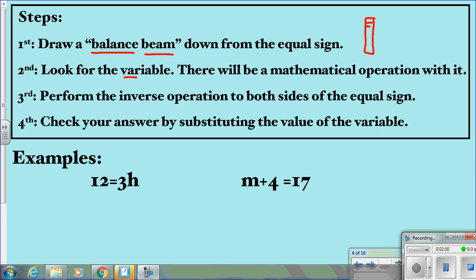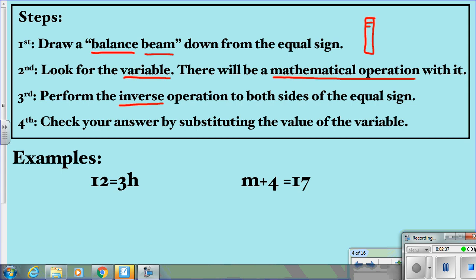Second, you will look for the variable. Remember, those are all letters, and there's always going to be a mathematical operation with it. Today we're going to strictly stick with adding and subtracting, but you're looking for the mathematical operation. Then you will do the inverse operation to both sides of the equal sign. That's the opposite operation. And then you can always check your answers by substituting what you get as the value of the variable. We're going to do the 2 middle examples, so the m plus 4 equals 17 and the j minus 7 equals 13.